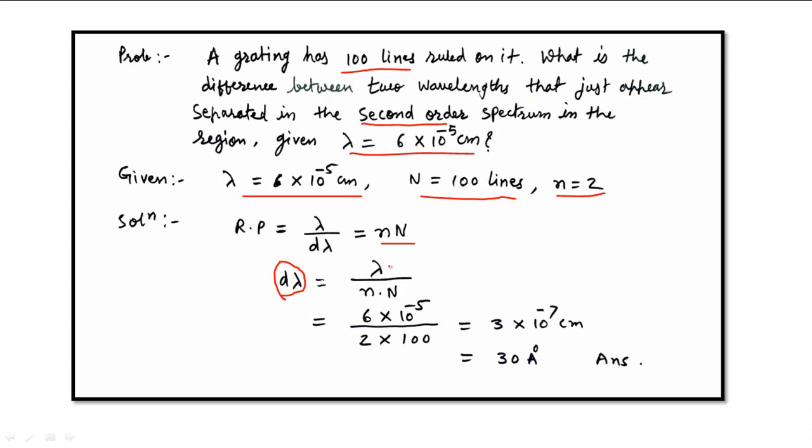So just substitute the values, all the values are given in the problem. So it will be 6 into 10 raised to power minus 5 divided by 2 multiplied by 100. So that will be equal to 3 into 10 raised to power minus 7 centimeter. And if we want to write the answer in angstrom, then it will be 30 angstrom. So this is the answer.